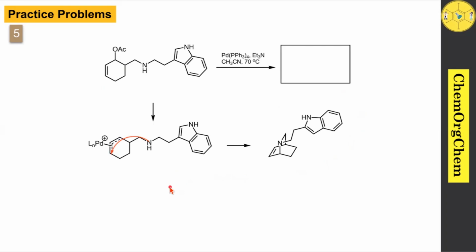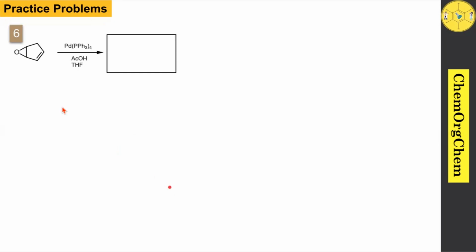Let's move to our sixth practice problem. So this is an allylic epoxide under palladium tetrakis conditions, acetic acid and THF. Here acetic acid acts as a nucleophile in this reaction. For this reaction, when you get this type of substrate, you just imagine that the epoxide is present at the top face.